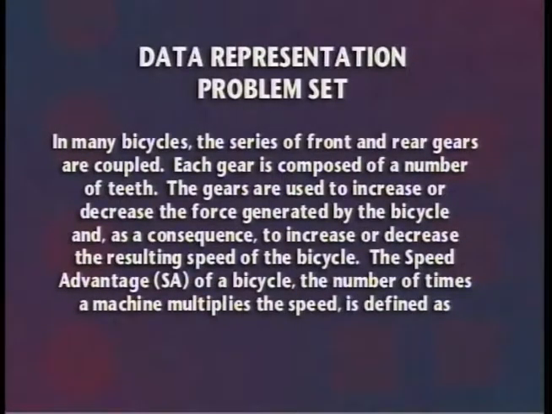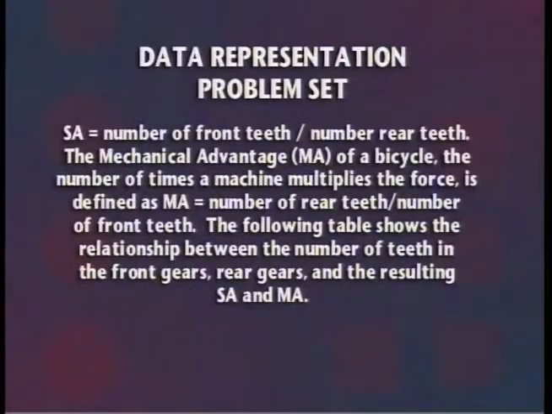The speed advantage, SA, of a bicycle, the number of times a machine multiplies the speed, is defined as SA equals number of front teeth divided by number of rear teeth. The mechanical advantage, MA, of a bicycle, the number of times a machine multiplies the force, is defined as MA equals number of rear teeth divided by number of front teeth. The following table shows the relationship between the number of teeth in the front gears, rear gears, and the resulting SA and MA.